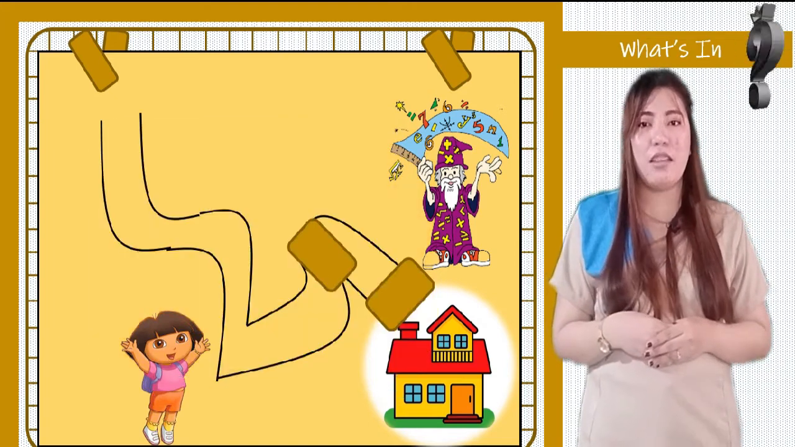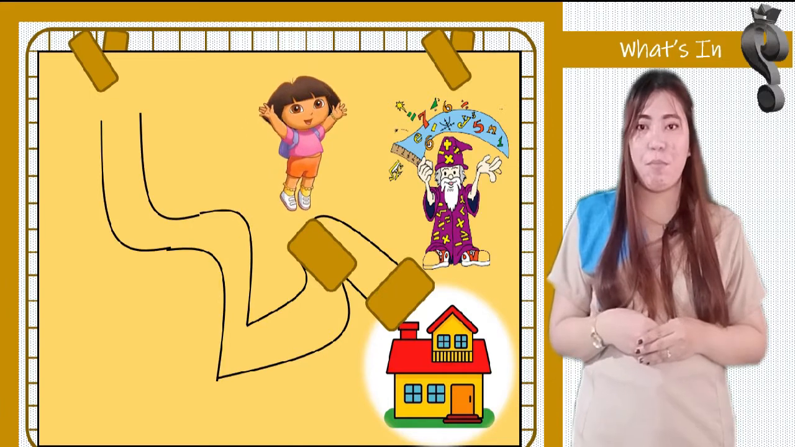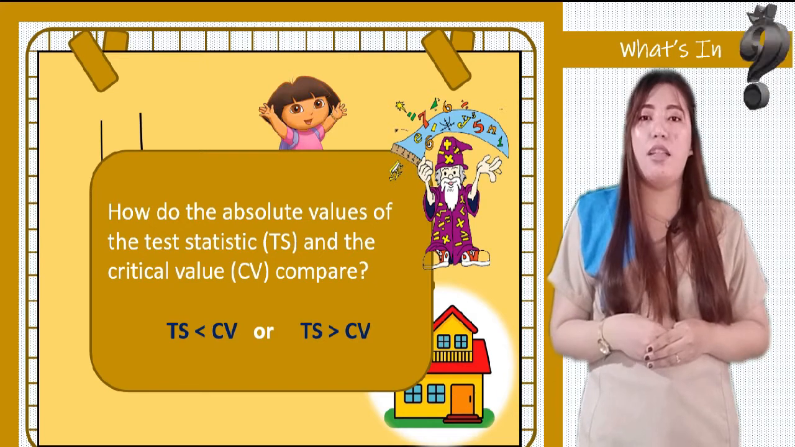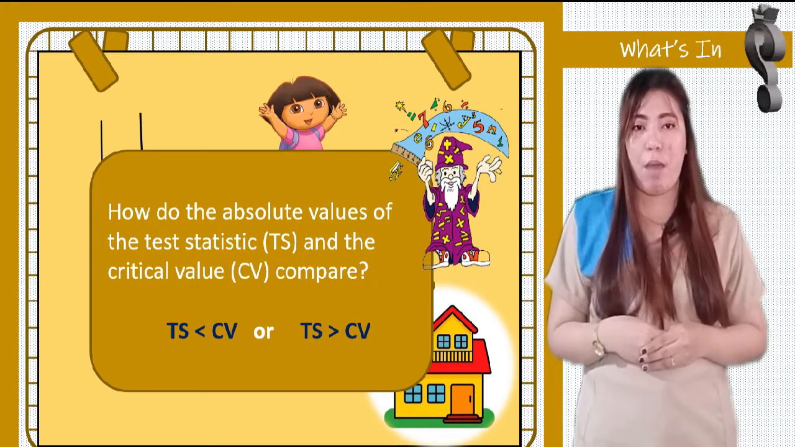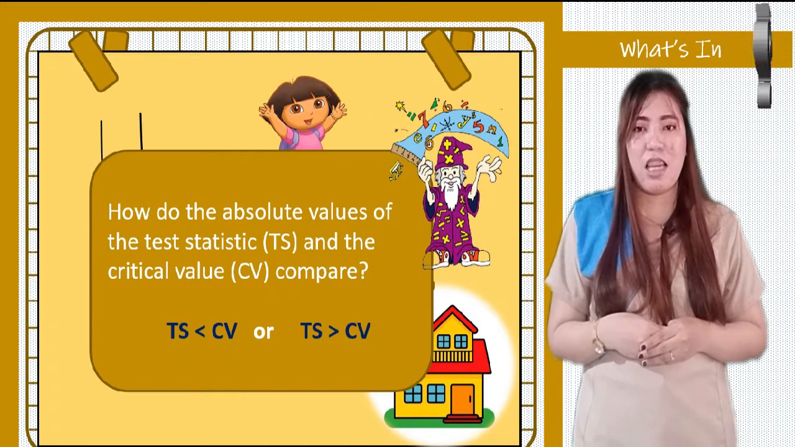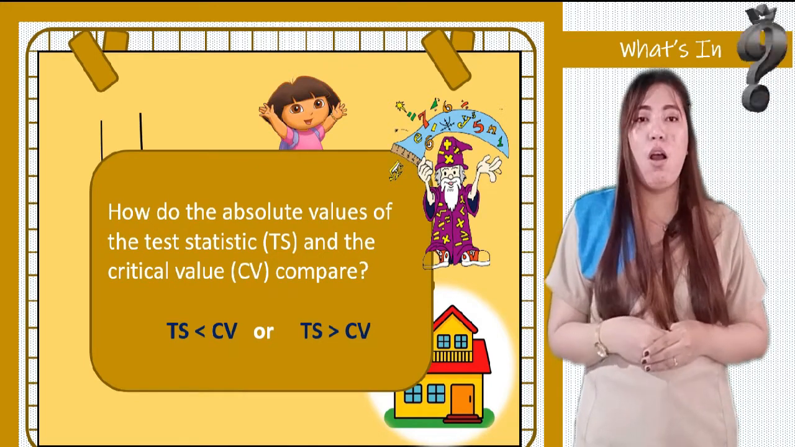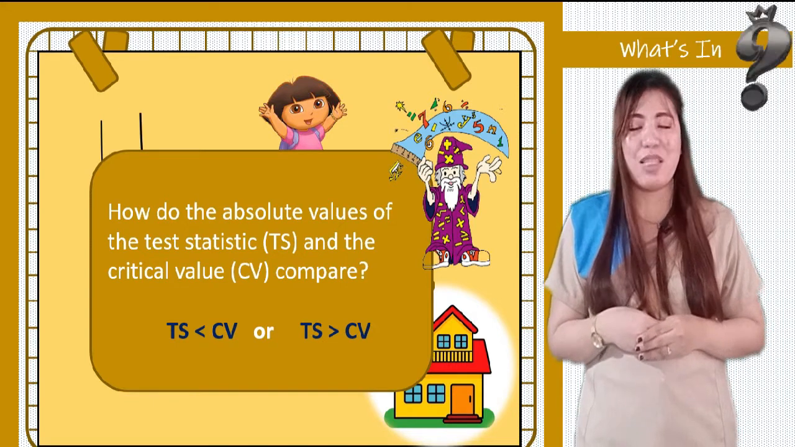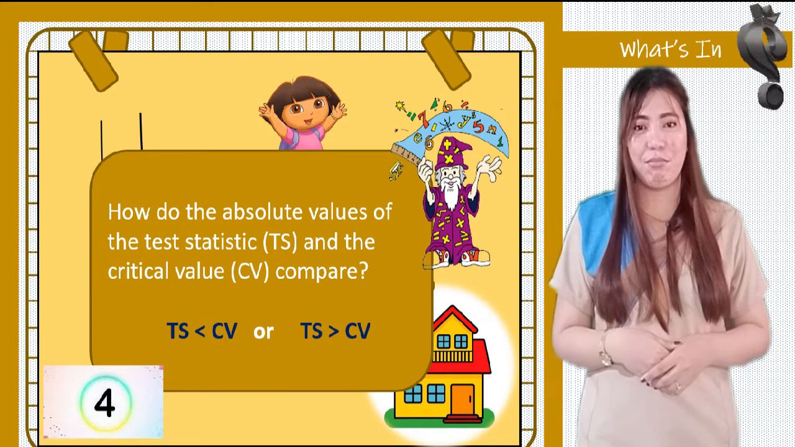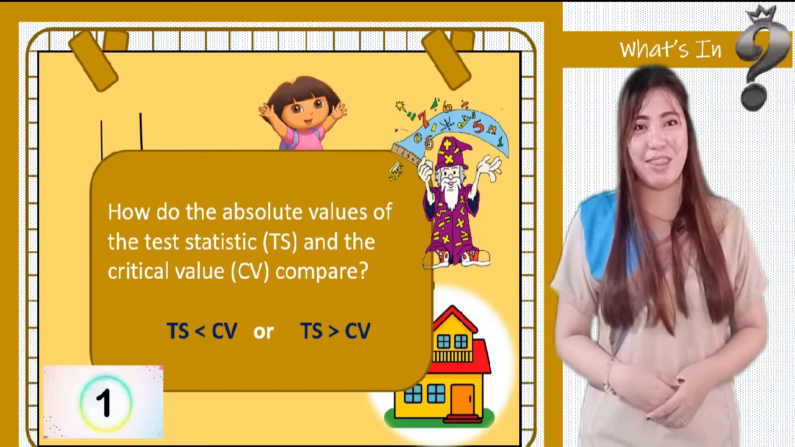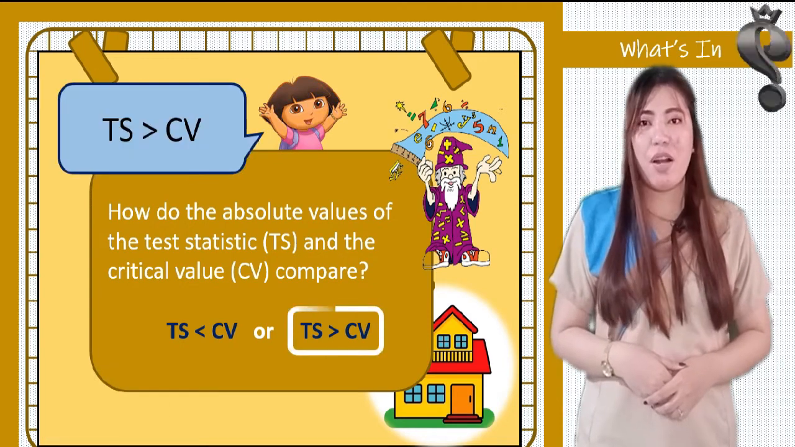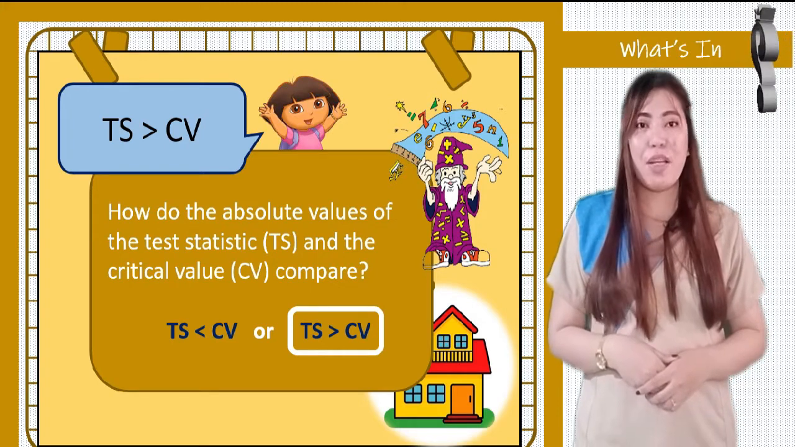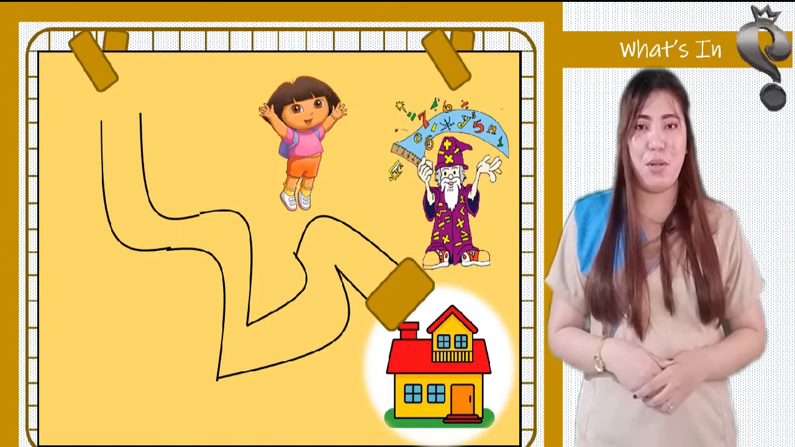She walks again until she reaches the fourth block. How do the absolute values of the test statistic, or TS, and the critical value, or CV, compare? Is it the test statistic is less than the critical value, or the test statistic is greater than the critical value? 5 seconds. Dora's answer is the test statistic is greater than the critical value. The barrier disappeared as she got the right answer.